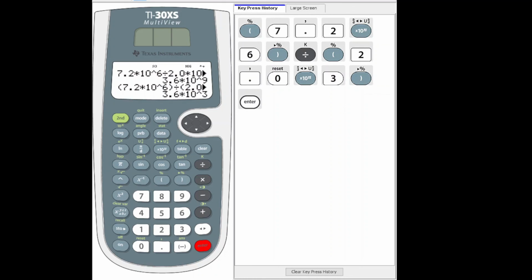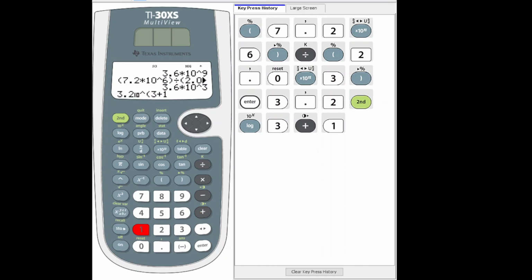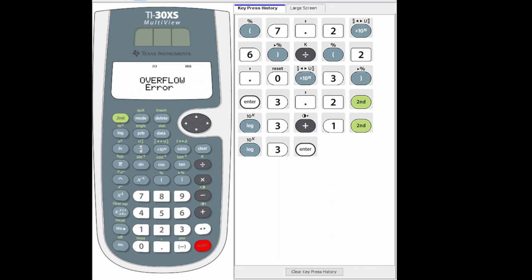There is one more thing I want to point out here, and that is what happens if you try doing a second log, but you don't close the parentheses. So plus 1 times 10 to the power of 3. Notice how it gave us an overflow.